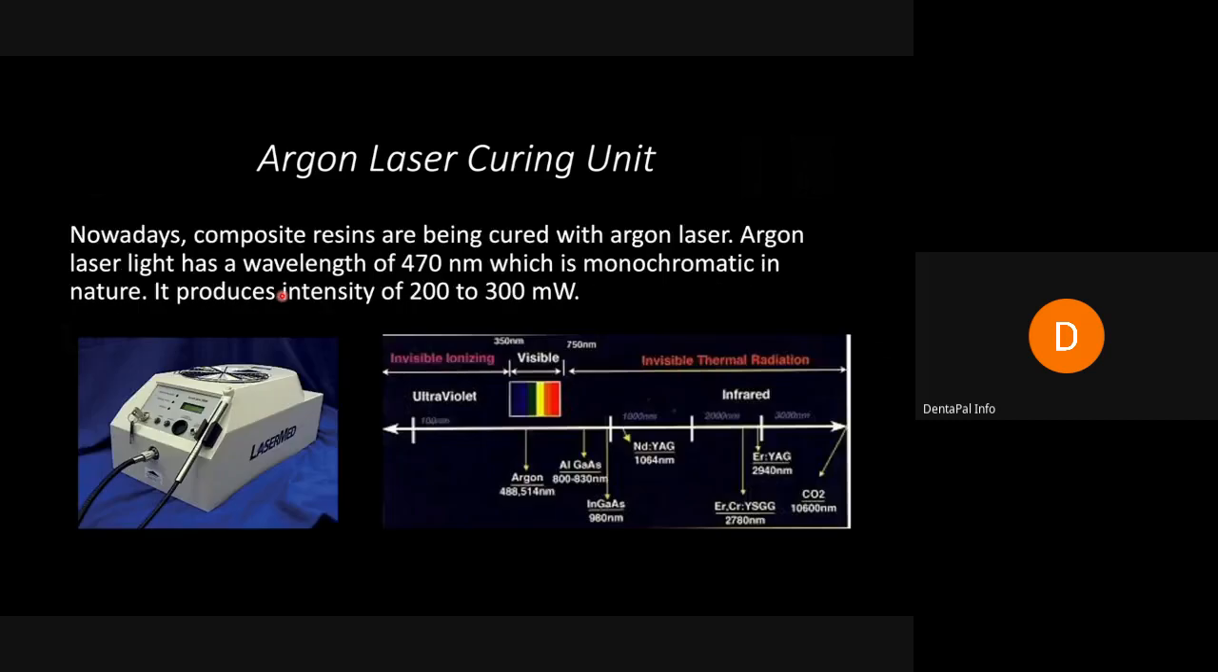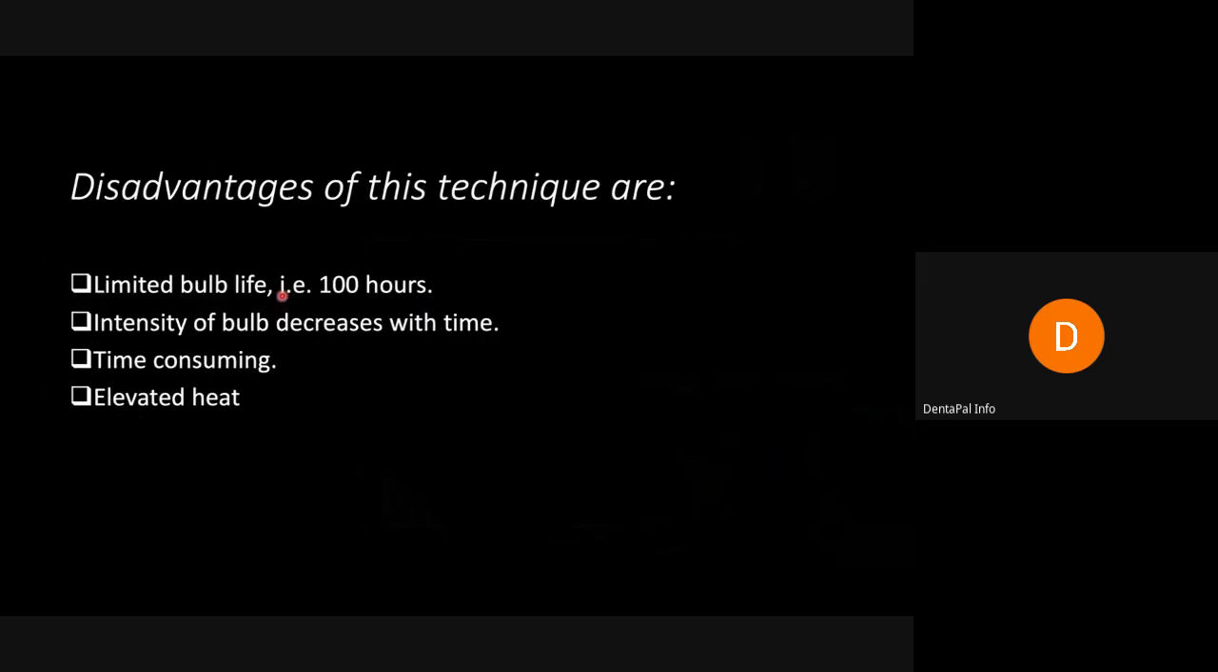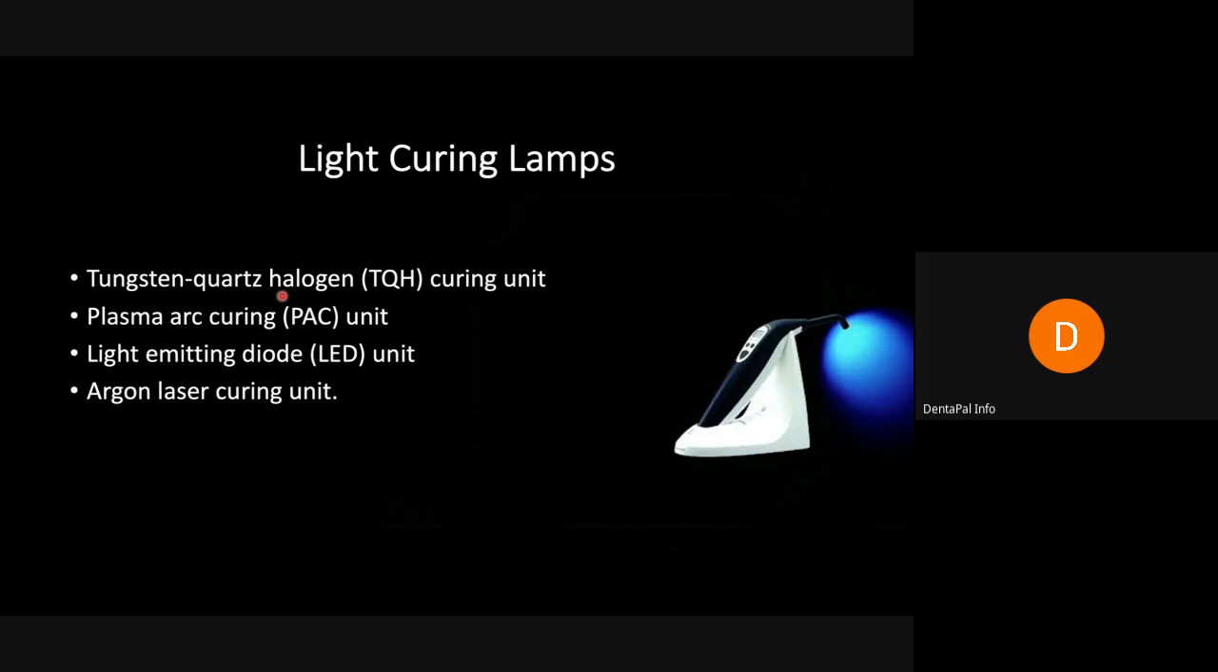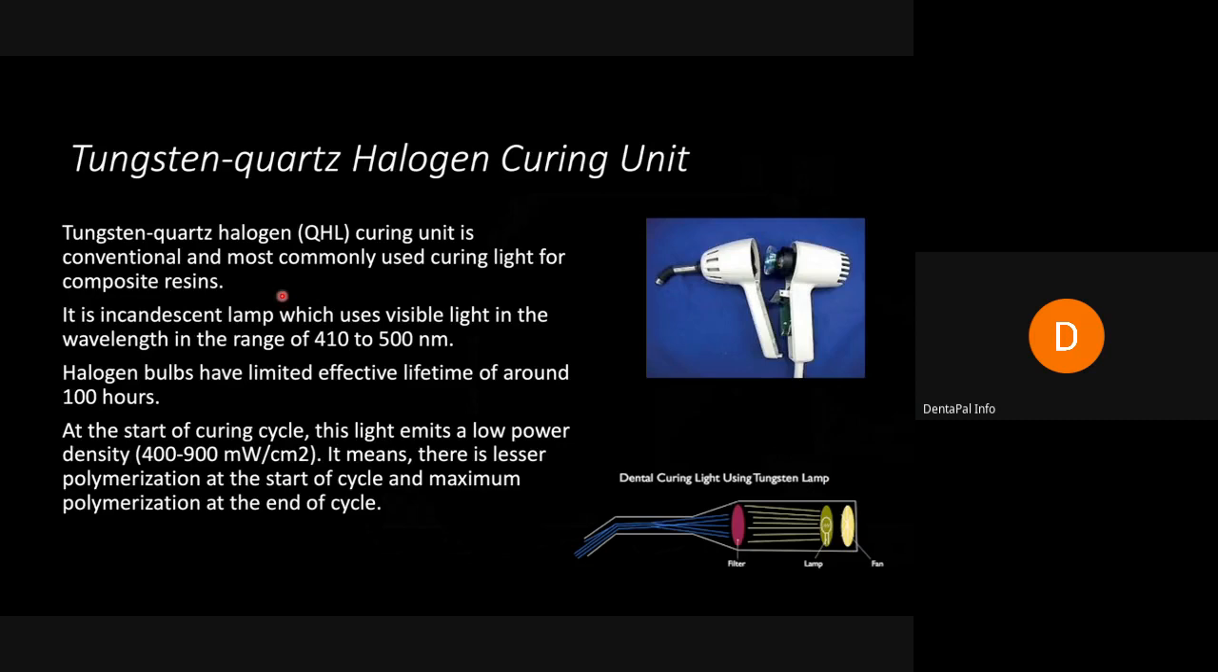Before I talk about these factors one by one, I want to explain the 4 types of light curing systems in the market nowadays. The first one is tungsten quartz halogen. The second one is plasma arc curing unit, then light emitting diode, and argon laser curing unit.